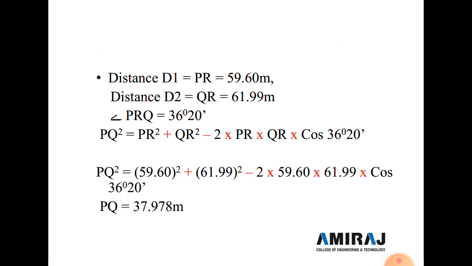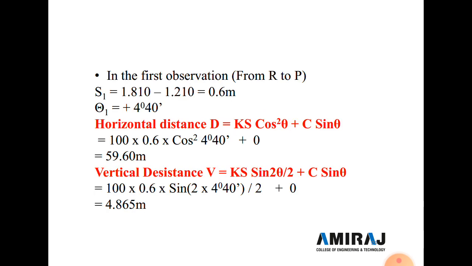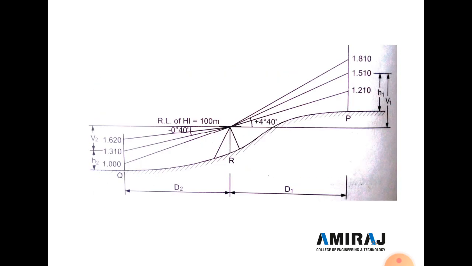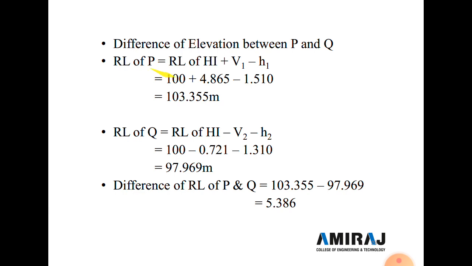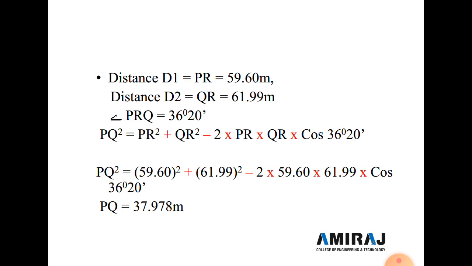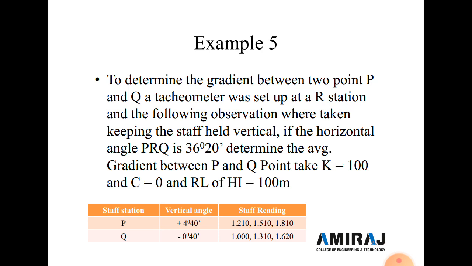Now the difference of elevation between P and Q. The RL of point P is HI plus V1 minus H1. So the RL is 100, already given, plus V1 which we found as 4.865, minus H1 which we found as 1.510. So the RL of point P is 103.355 meter.